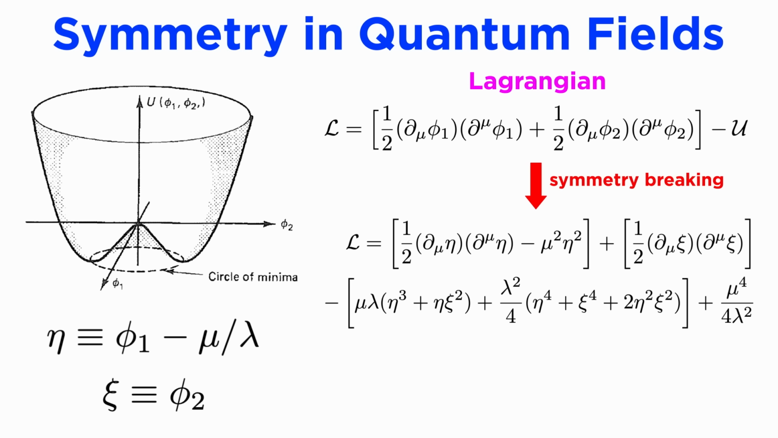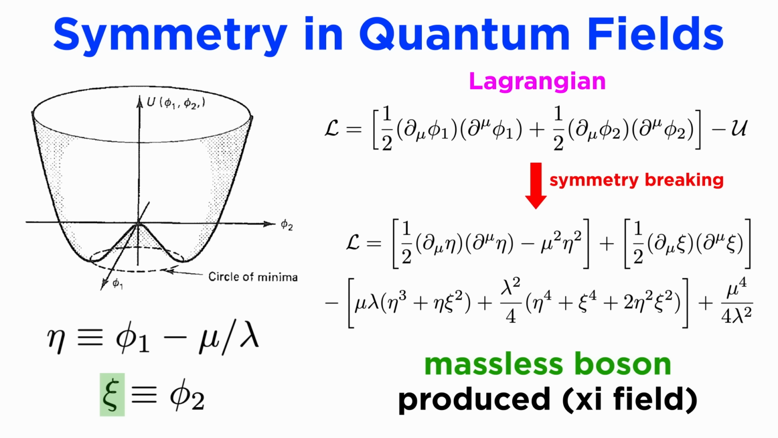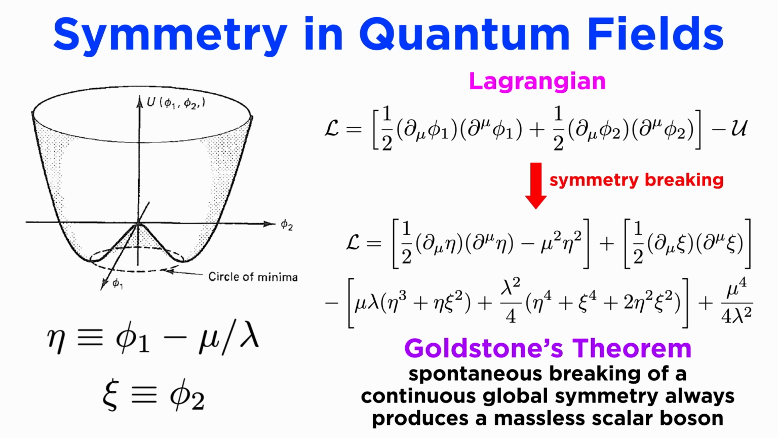The symmetry of the original Lagrangian has been broken, and we have gained a massless boson in the process, the xi field. This is known as Goldstone's theorem, which says that the spontaneous breaking of a continuous global symmetry always produces a massless scalar boson. These are known as Goldstone bosons.